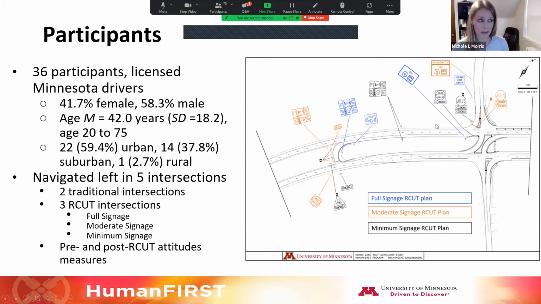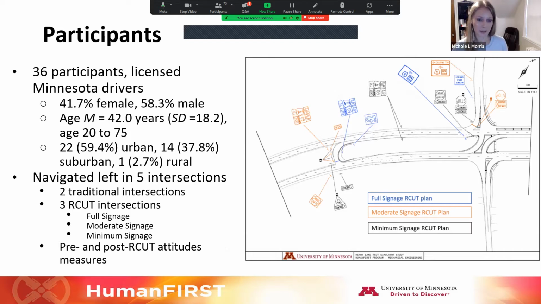So we recruited 36 drivers from Minnesota. These were largely from urban, suburban areas that were able to travel to the Twin Cities campus. We were looking for novice users of the RCUT. It was a little bit difficult because we wanted to find out, do you know what this is, without telling them too much information about it.